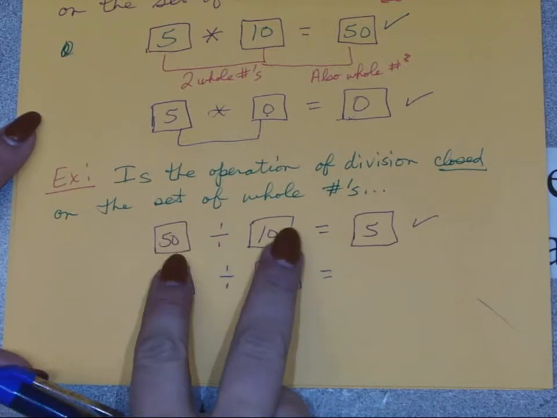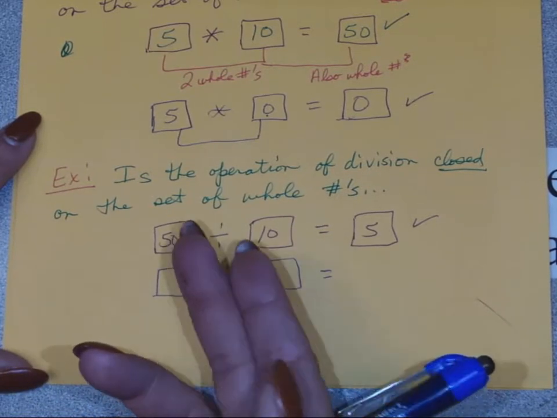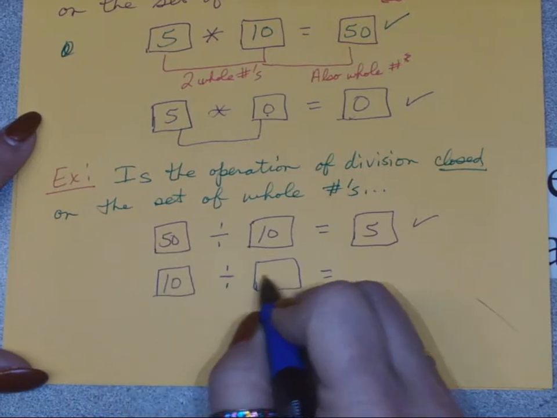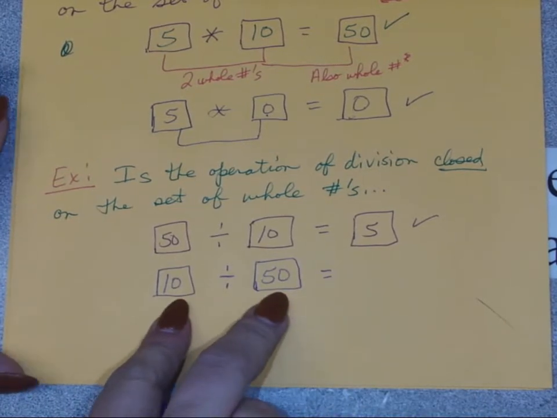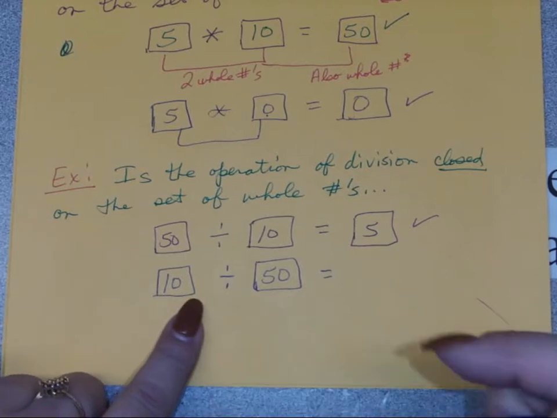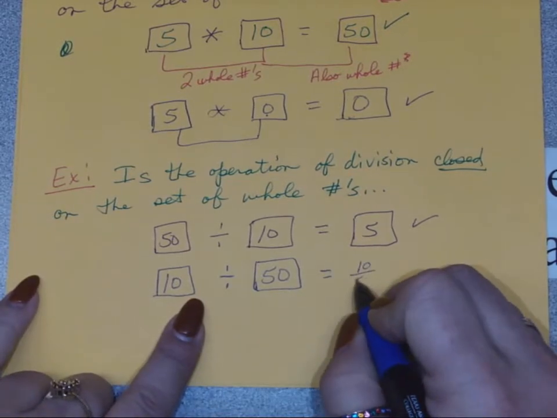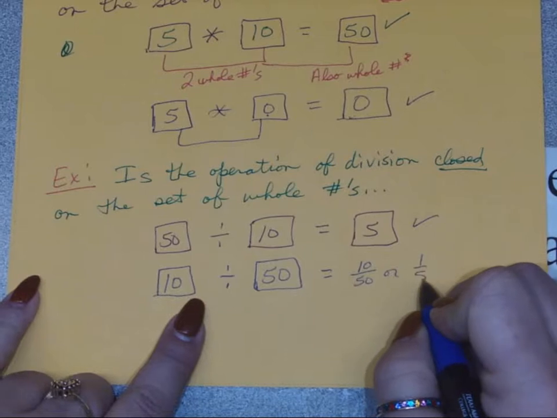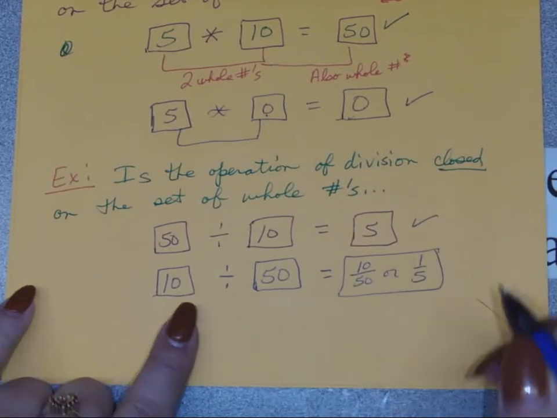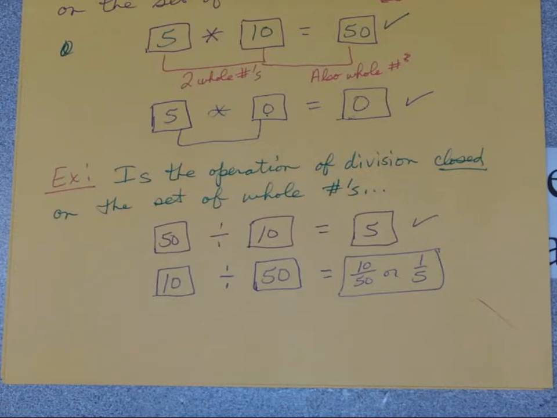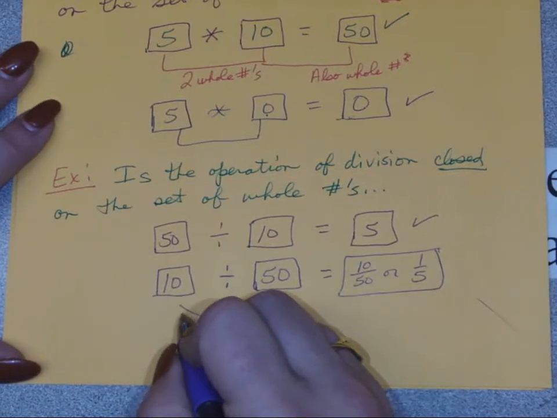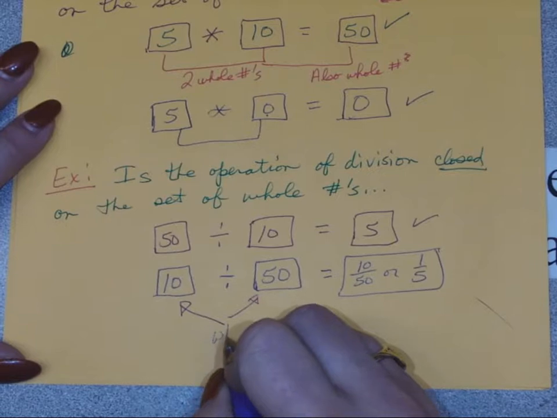So literally I'm just going to flip these two. Okay, I'm going to do 10 divided by 50. Those two are still whole numbers, right? 10 divided by 50. That would give me 10 over 50, or 1/5. And when I look at that guy, 1/5, so this is a whole number. This is a whole number.